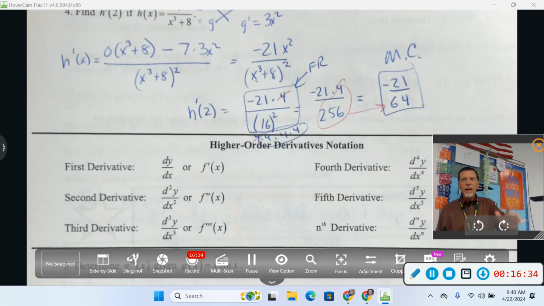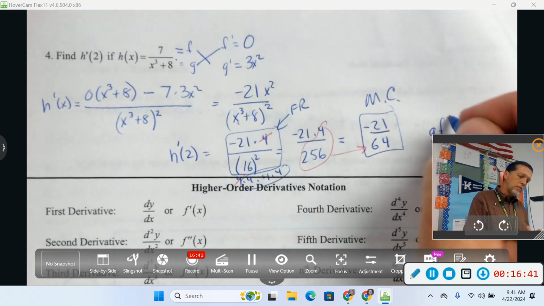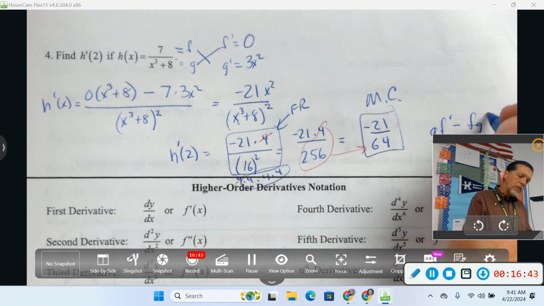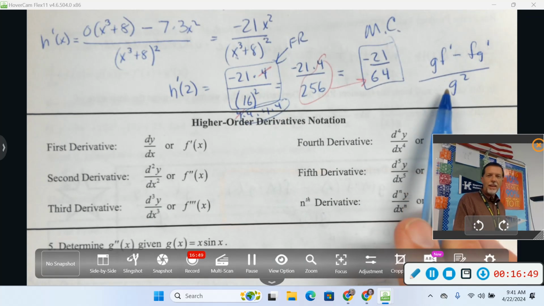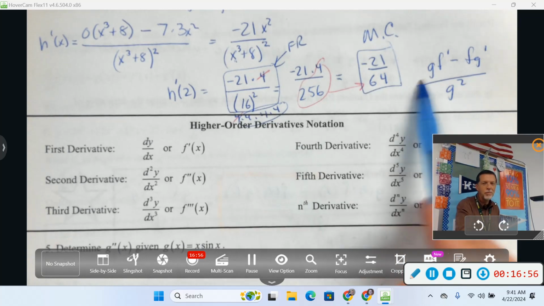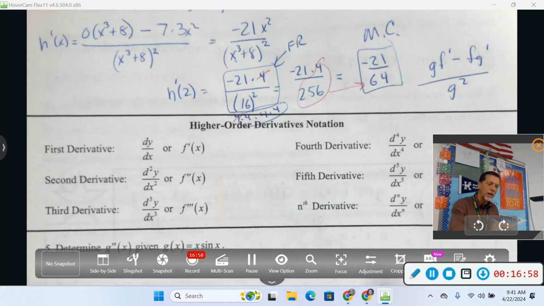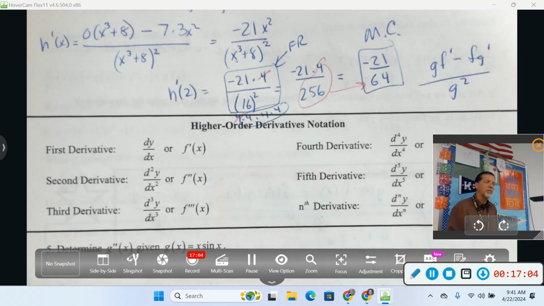Okay, that's it for quotient rule. GF prime minus FG prime over G squared. Again, students still, after a whole year of this in calculus, they'll still mess up the order. And on the AP test, you know there's going to be answer choices that are off by a sign because they know people are going to mess that up. So make sure you get this right, and that's why I do the silly thing about how the girls know it better, because you got to make the GF come first.